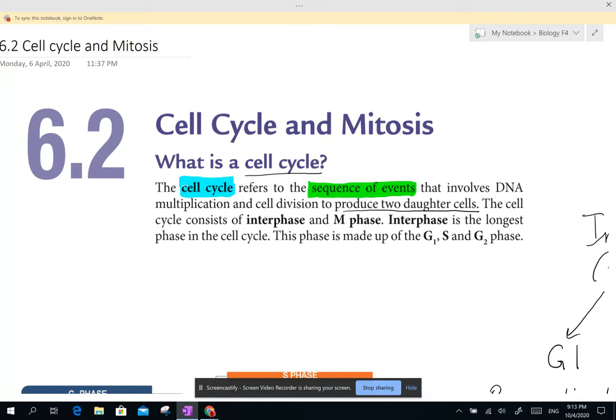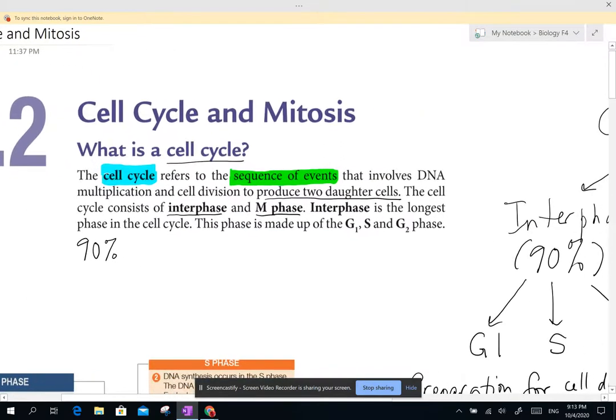The cell cycle consists of two phases. We call them interphase and M phase. Interphase is the longest phase in the cell cycle. It accounts for about 90% of the time. And interphase is made up of three separate stages.